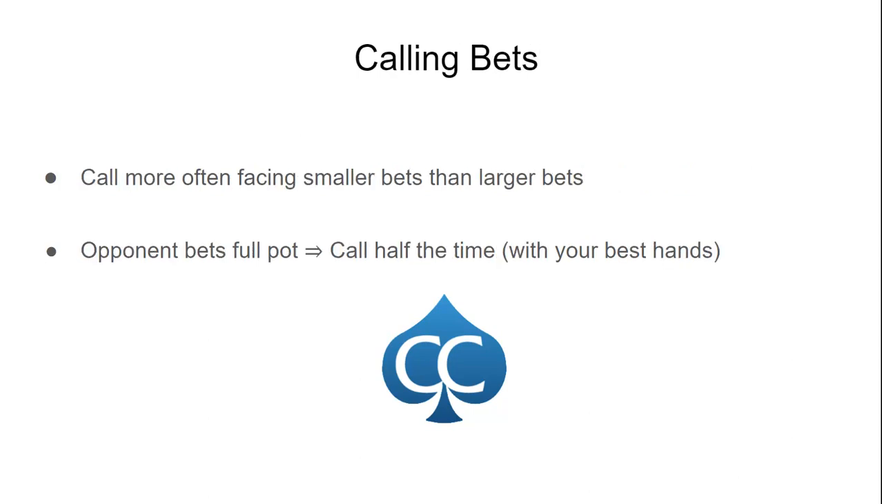Exactly. Now, what about on the flip side when you're calling bets? You're supposed to call more often facing smaller bets than larger bets. And one specific example of that: if your opponent bets full pot and you fold more than half the time, he can show an automatic profit by doing that. So if you're playing GTO, you're supposed to call half the time, and you can pick your top 50% of hands to do that with. So that's a way you can use game theory to solve a specific problem in poker.